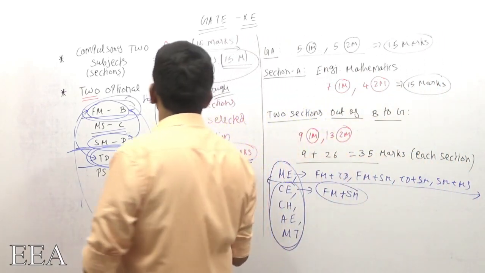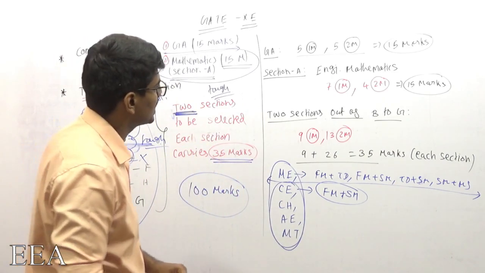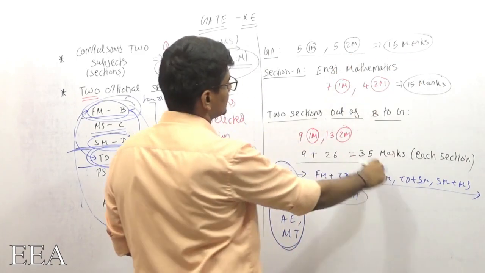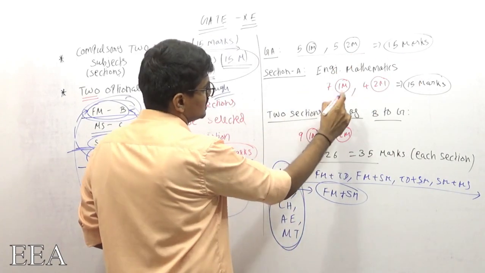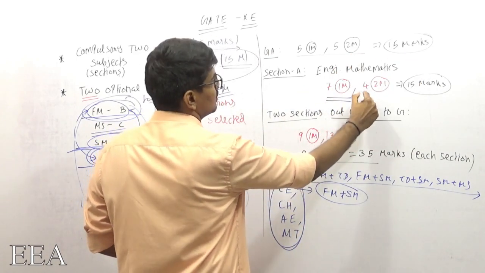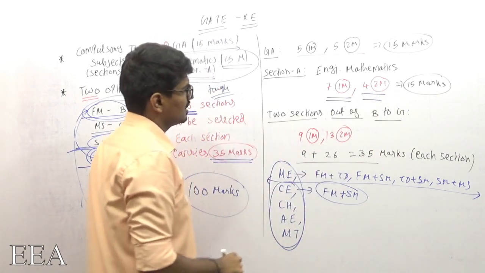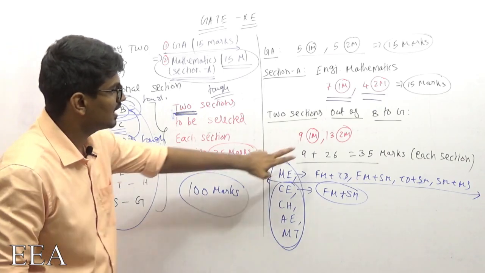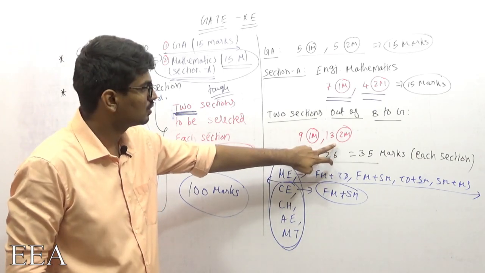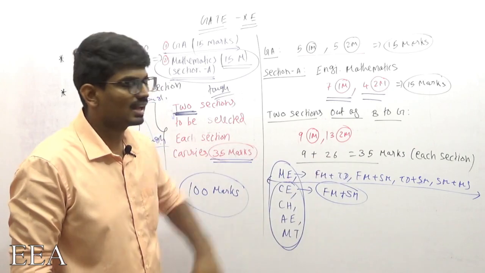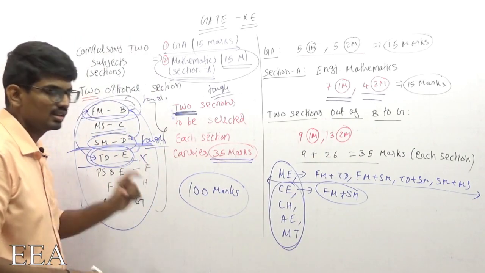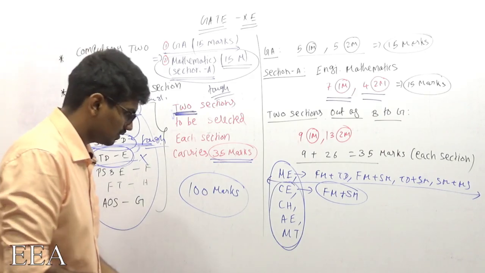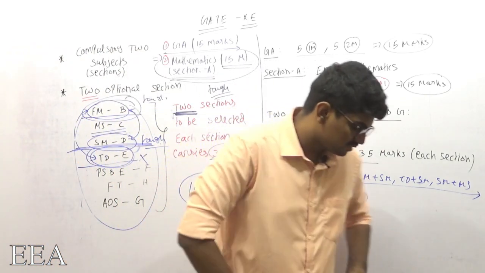Okay, right. Now, so what about the marks distribution? 5 1 marks in GA, 5 2 marks. Okay, so 15 marks. As engineering mathematics is concerned, 7 1 marks and 4 2 marks. So totally 15 marks. And these sections, okay, these sections will have 9 1 marks and 13 2 marks. Okay, so each 9 plus 26, it carries 35 marks. So each section will be 35 marks. Okay, so totally 100.